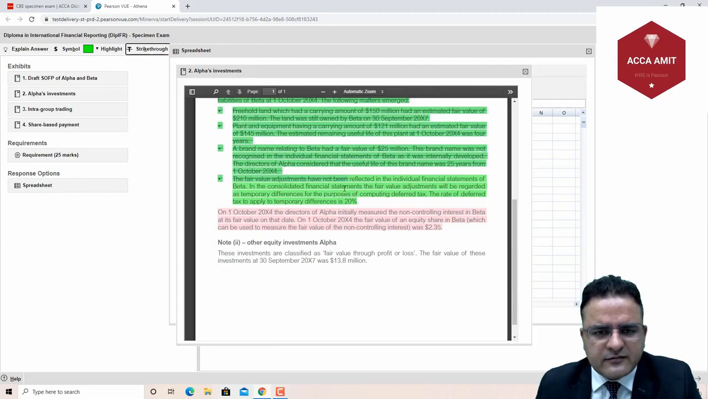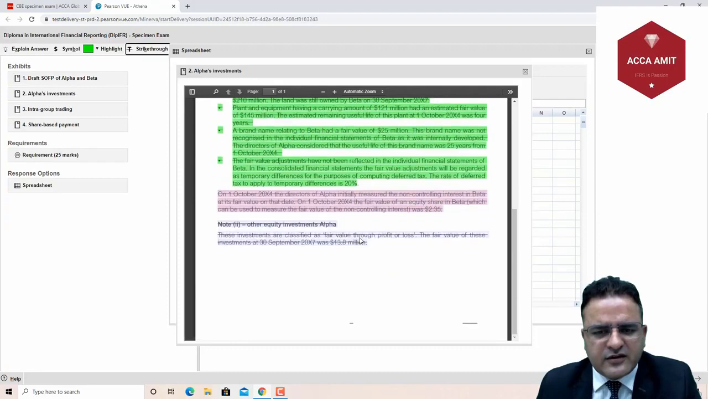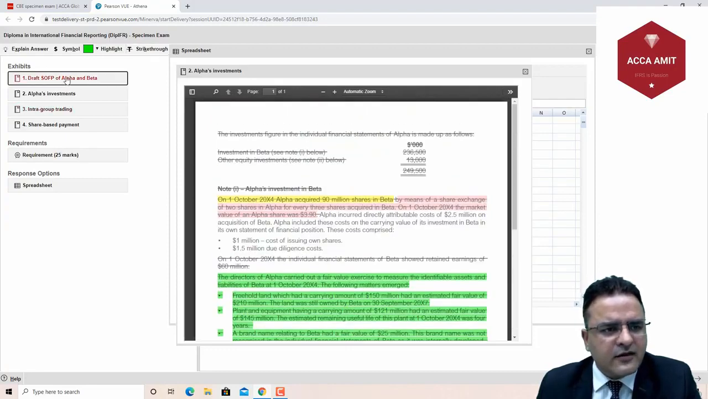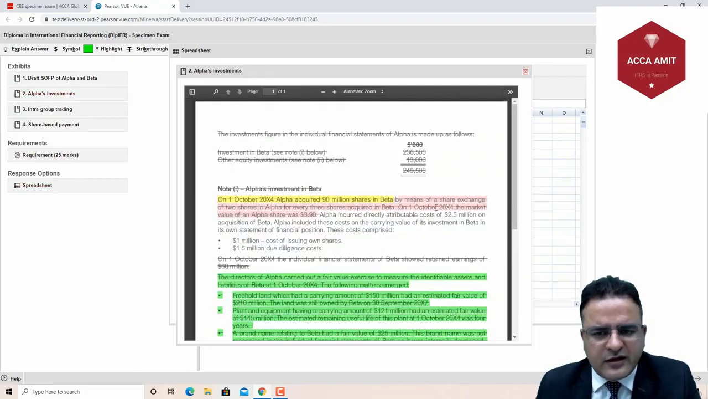This is yet to be done. You dealt with this information as well. So you can remember that this is yet to be done so that we can take care of it when we are dealing with the transactions. So exhibit 2 is done. Exhibit 1 we have copy pasted it as part of our spreadsheet. Exhibit 2 is done.